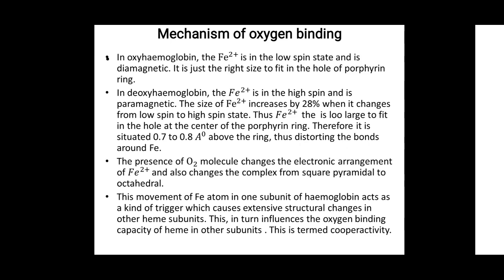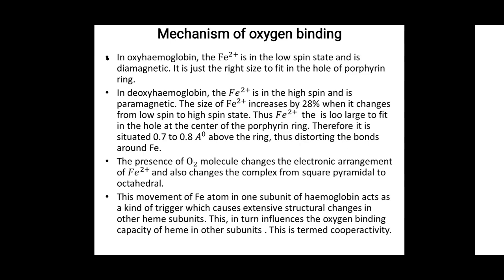See, in oxyhemoglobin, the iron is in +2 oxidation state, and it is in low spin state and diamagnetic. It is just the right size to fit in the hole of the porphyrin ring. The low spin state of Fe2+ is the right size to fit into the porphyrin ring. But in deoxyhemoglobin, the Fe2+ is in high spin state.